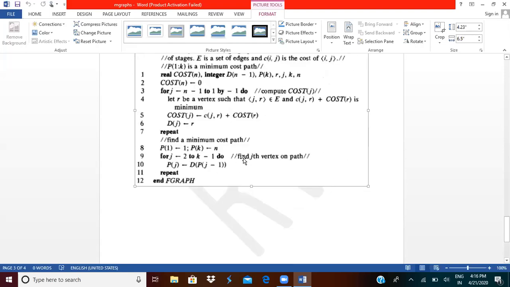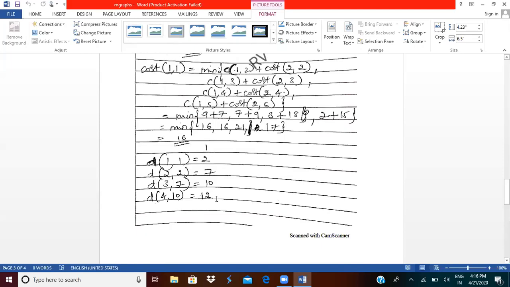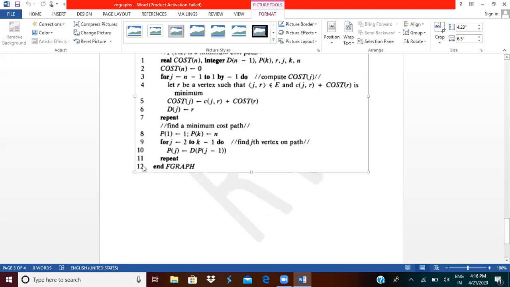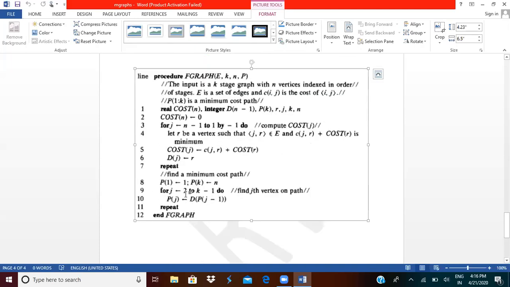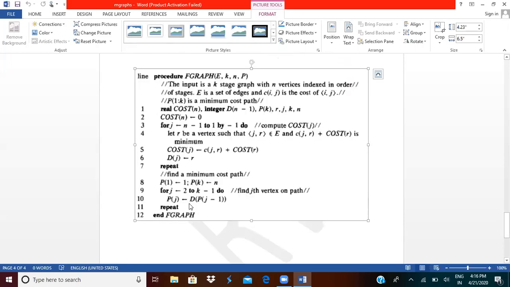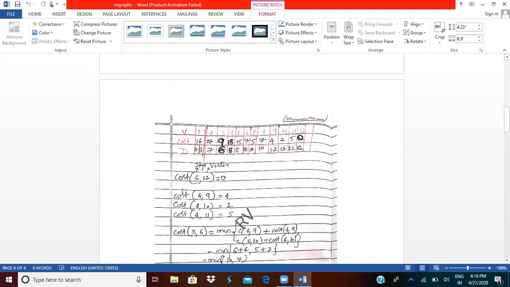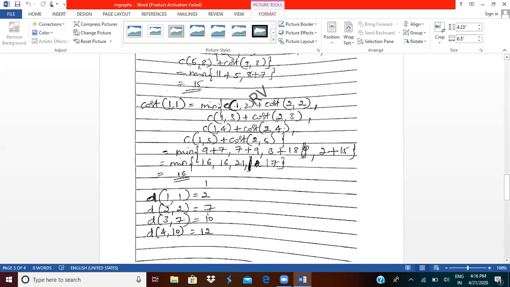Now I'll increment the value of J. J becomes 3. So I have to find P of 3 minus 1, which means P of 2. In the previous iteration, I got the value of P of 2, right? P of 2 value is 7. So D of 7 is 10. That is what I have got. Now I'll increment the value of J.